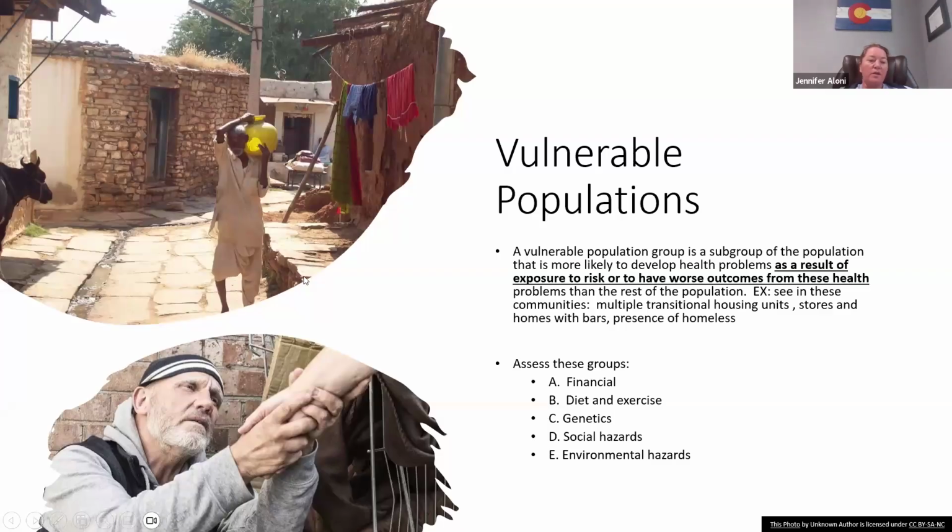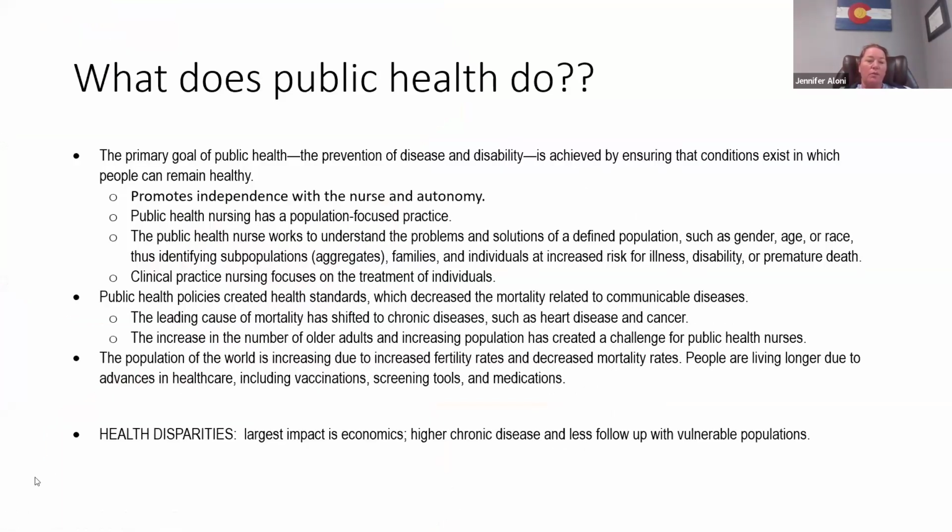Vulnerable population. You guys saw this slide earlier tonight. Vulnerable population is a subgroup of the population that has exposure to risk and has worse outcomes. Okay, so they're going to be exposed to more and they have worse outcomes. Why? Because of finance, because of diet, because of genetics, because of social and environmental factors. Right? They're going to be more at risk.